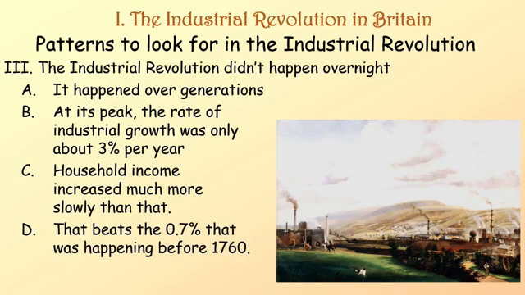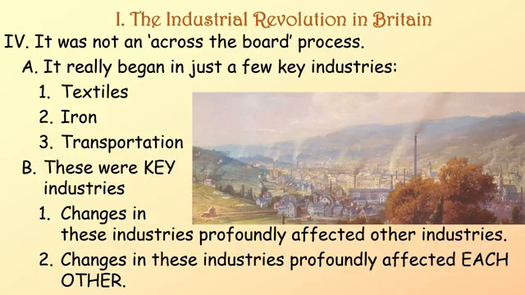Third thing, the Industrial Revolution didn't happen overnight. It wasn't instantaneous. It actually happened over a period of generations. At its peak, the rate of industrial growth was only about 3% per year, and household income increased much more slowly than that. But that certainly beats the 0.7% industrial growth that was happening before 1760.